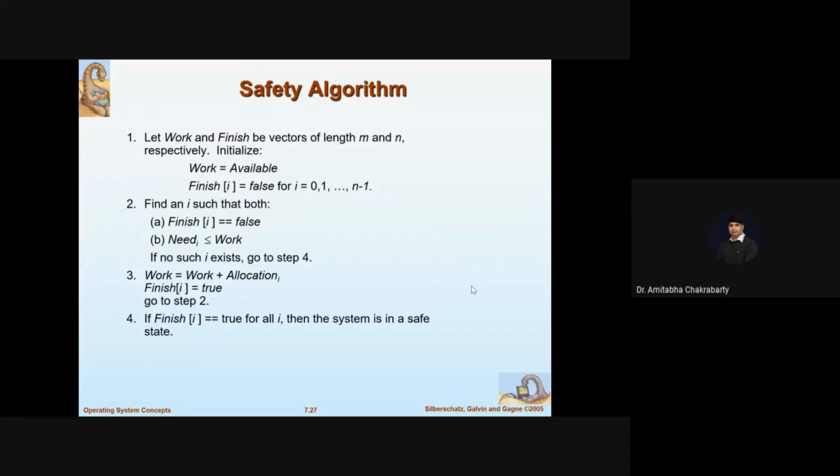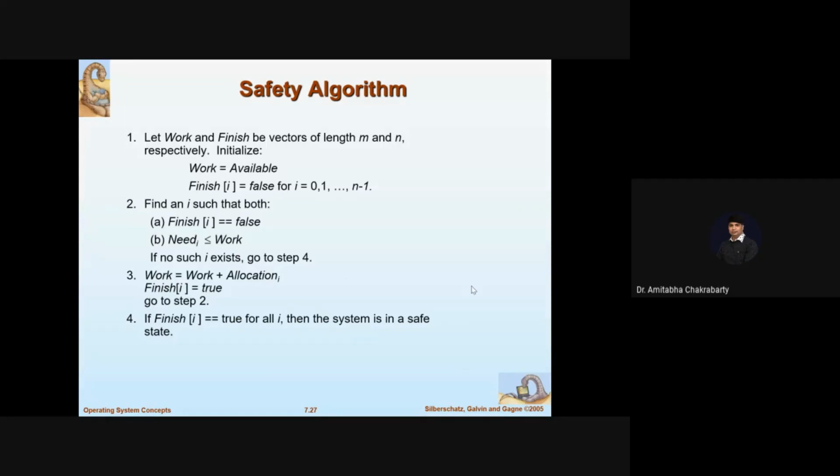The safety algorithm is to check whether, if the requested resources are allocated to a particular process, the system would be in a safe state or would enter into a deadlock state. This is what a safety algorithm checks. If just by assigning the resources to a particular process the system enters into a deadlock state, then this algorithm would tell us not to allocate the resources.